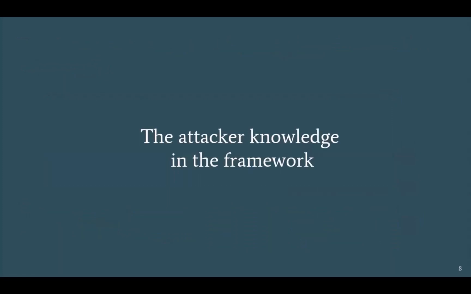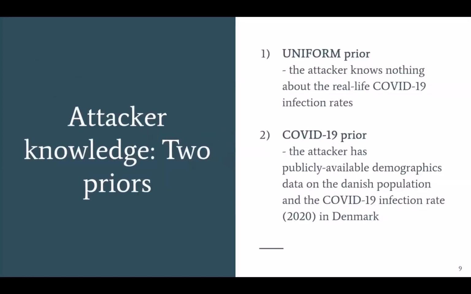But what is the attacker knowledge in our framework? So in our approach, we consider 2 types of attacker knowledge: a uniform prior and a COVID prior. So with the uniform prior, the attacker knows nothing about the Danish population and the COVID-19 infection rates. This prior consists of attributes that are mostly uniformly distributed. Opposite, we have the COVID prior. Here, the attacker is informed about public statistics available to us of the first few months of the corona outbreak in Denmark.